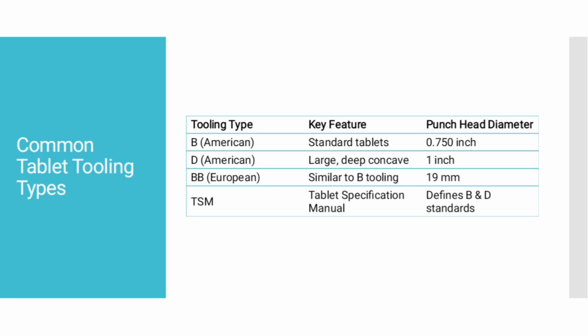Then moving to second one, D tooling, again American. Its punch head diameter is 1 inch and it is used for large or deep concave tablets. Then the third one, BB tooling, that is as per European, it is similar to B tooling and punch diameter is 19 mm. Then the last one, that is TSM or tablet specification manual, which defines B and D tooling standards. Students, remember that D tooling is used for large tablet, important for examination.